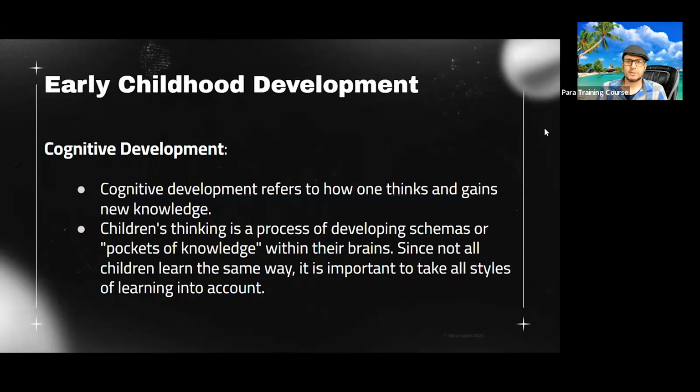Okay, let's start talking about cognitive development. The development of thought and cognition. This refers to how one thinks and gains new knowledge. Children's thinking is a process of developing schemas or pockets of knowledge. You could say chunks of knowledge, nuggets of knowledge within their brains. Since not all children learn the same way, it's important to take all styles of learning into account. So when they're at the sort of post-secondary or college level, you're learning a lot of critical thinking skills. At this point, we're simply learning thinking skills.